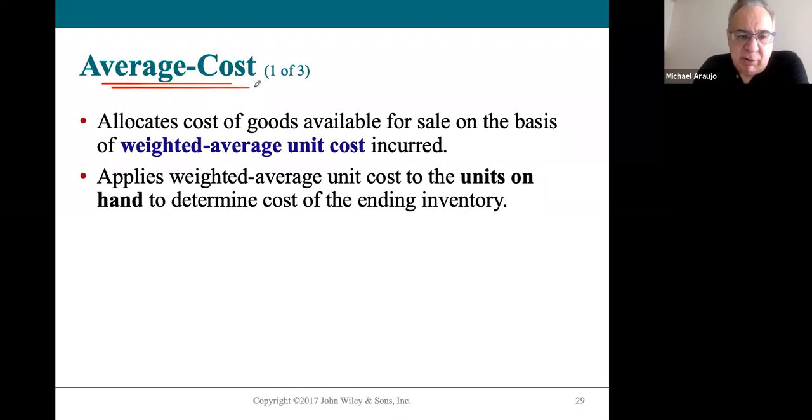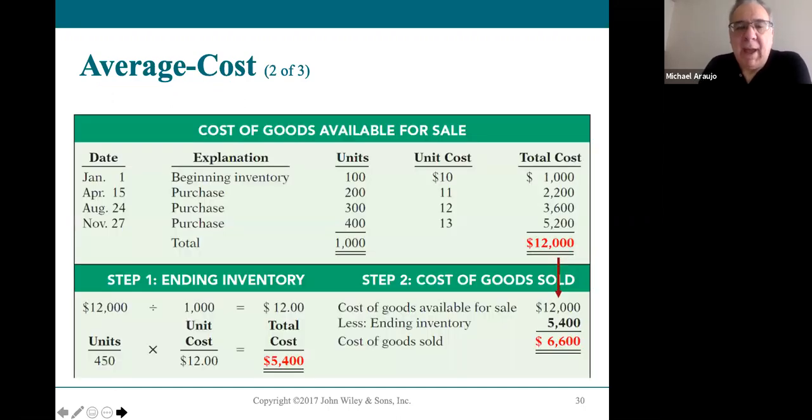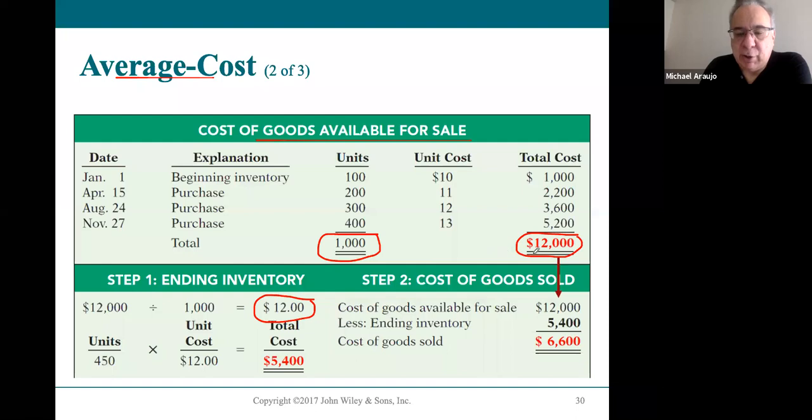Average cost is actually the easier one to use. It's simply a weighted average of everything. And so it makes it quite easy to figure out. For the average, you need the totals. You spent $12,000 total on 1,000 units. So each unit costs 12 bucks. That's your average cost of every unit. So the total cost here divided by the total number of units that you bought with it.